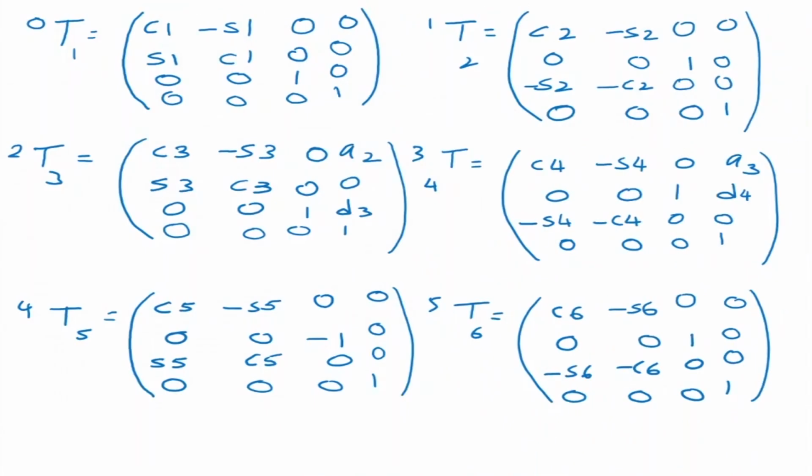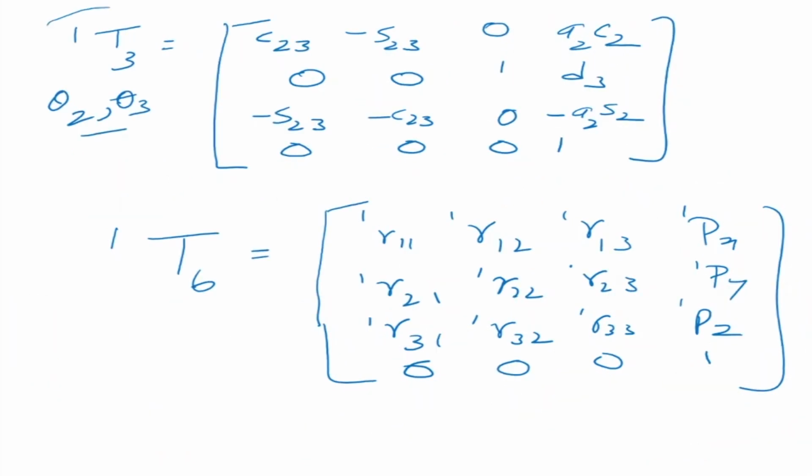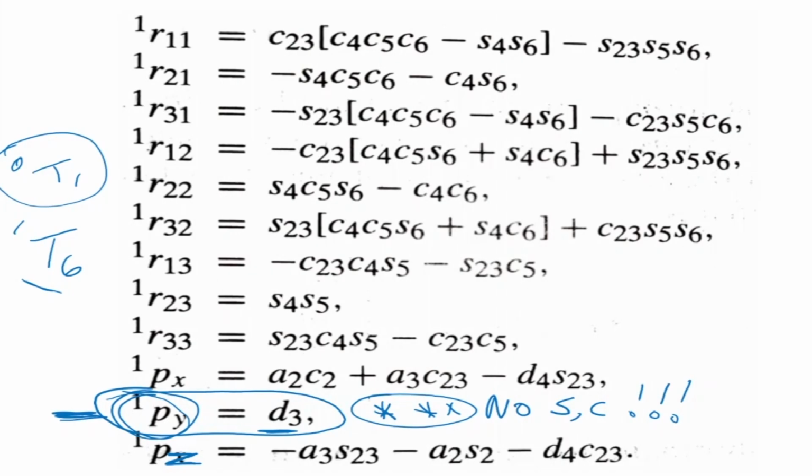What we did is we first multiplied 4 to 6, then we did 3 to 6. This is one set, 3 to 6. The next set that we did was 1 to 3. Then we multiplied both of them, T1 to 3 into T4 to 6, and we got 1 to 6. And then we found that there is a particular term here which does not contain a sine and a cos, only when we multiply it like this.